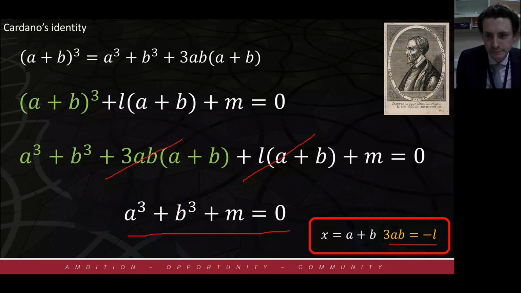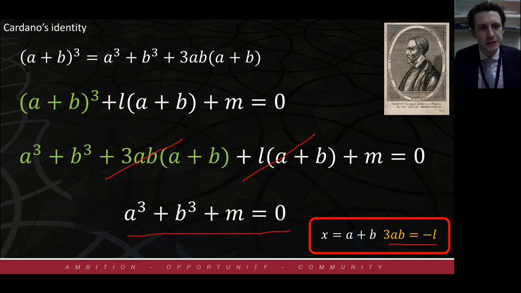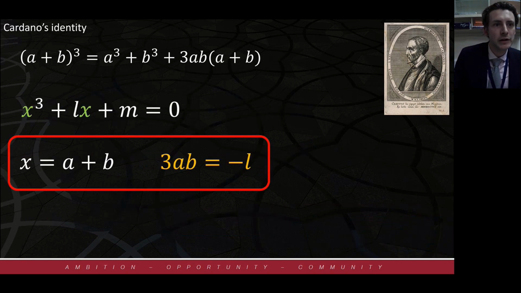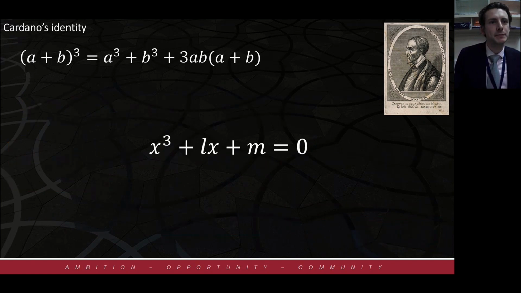Now, for the sake of time, I'll leave out the detail here, but this equation can then be transformed into effectively a hidden quadratic, which you can solve. So Cardano's method gives you a way of solving all cubics that look like this in the first place. So that's why he gets his name attached to this particular identity. Okay.